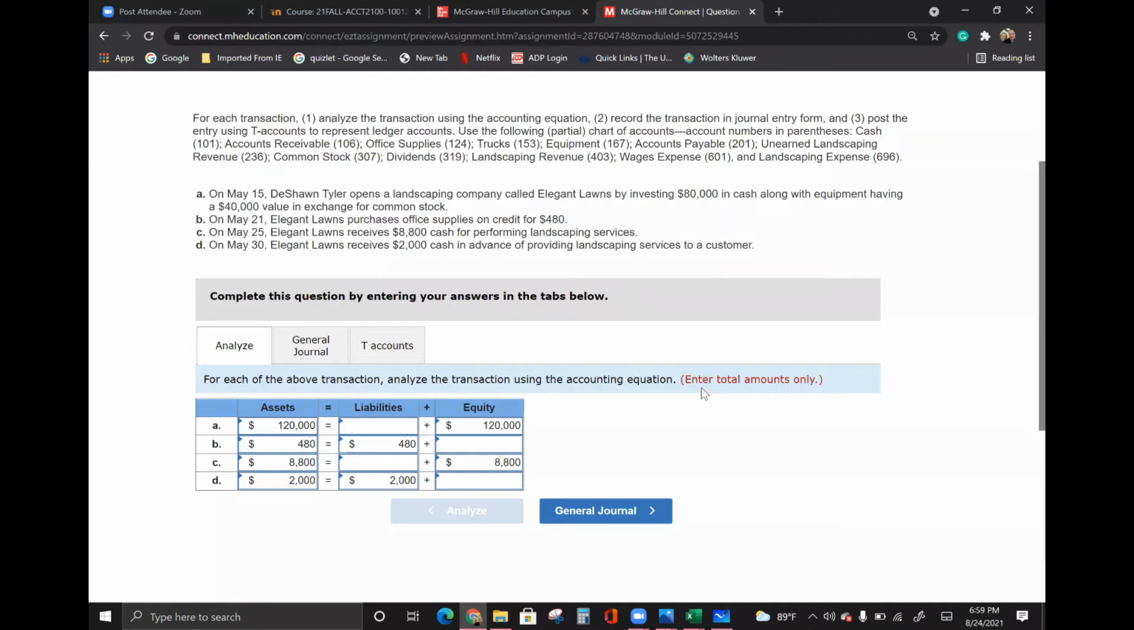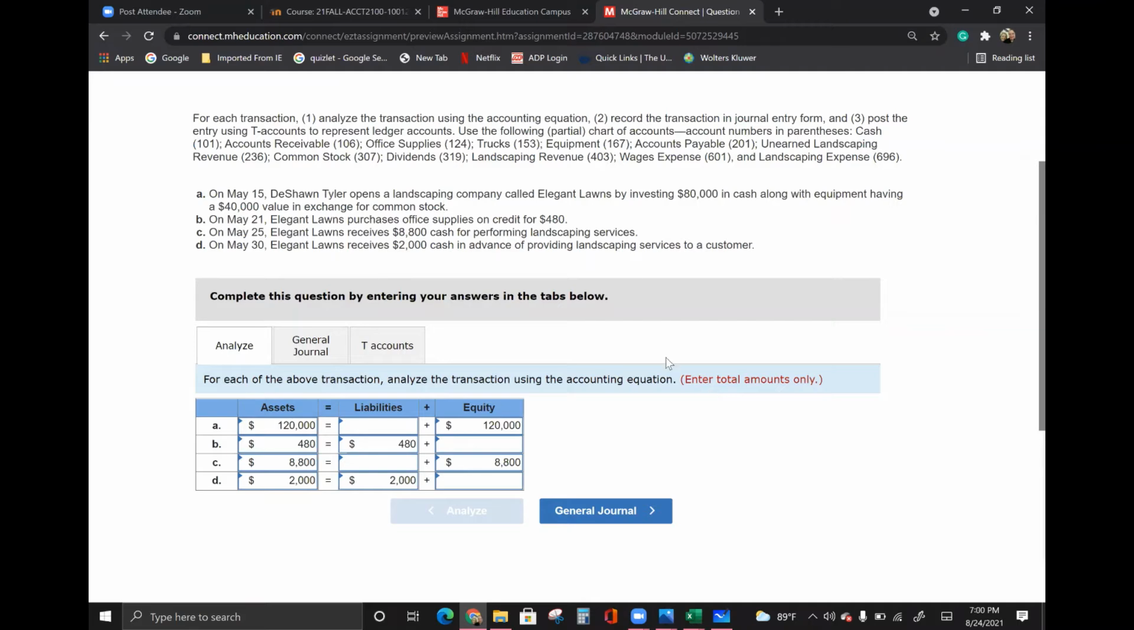On May 30th, Elegant Lawns receives $2,000 cash in advance for providing landscape services to a customer. Did I do the services yet? I'm getting cash, so I have the asset. How much was it? 2,000. Asset $2,000. But I haven't performed it yet. I'm liable to do the services in the future, so it's a liability. Okay. So now you see how the equation stays in balance. We have those two things happening on each transaction. Does that make sense?